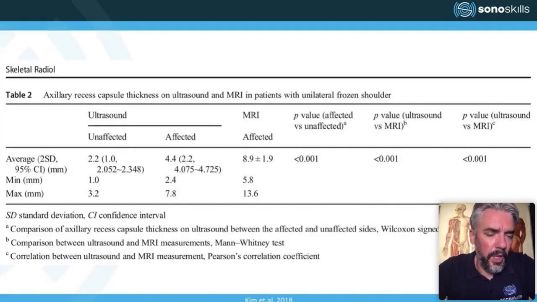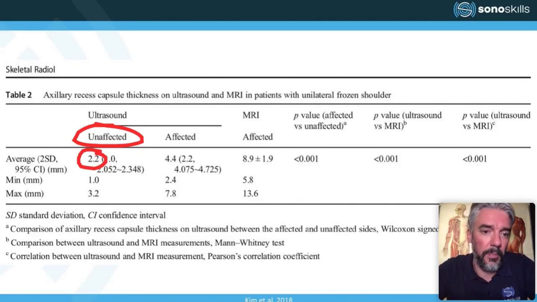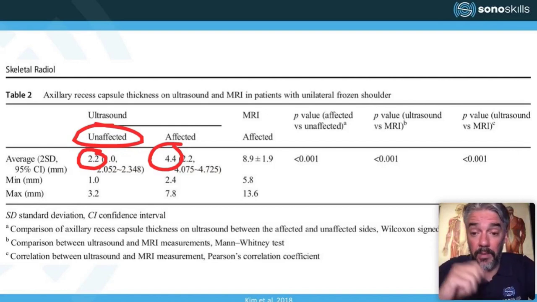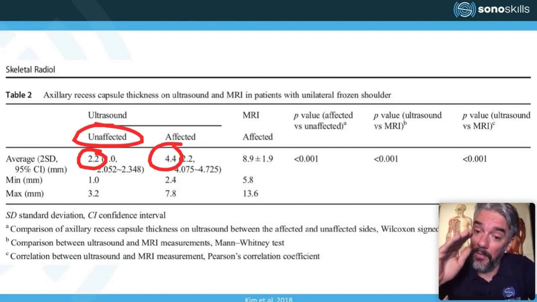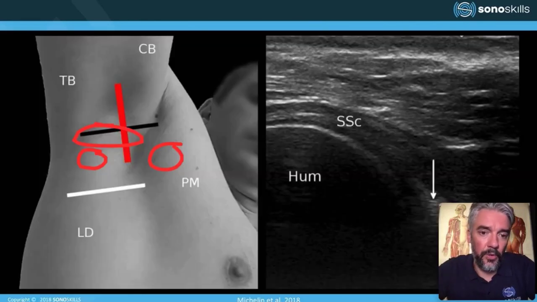Good. So the unaffected shoulder in this research, the distance from bone to top of the capsule was roughly 2.2 millimeters, let's say roughly. The affected shoulders were around 4.5. I would say anything below 3 is okay, and anything above 3 is not so okay. So those are the measurements.